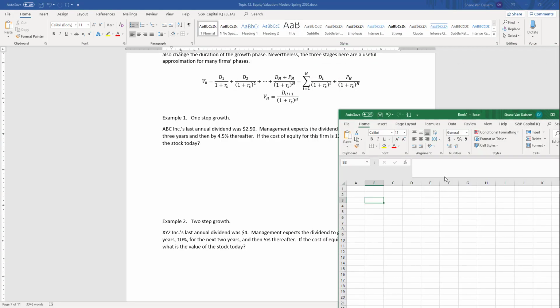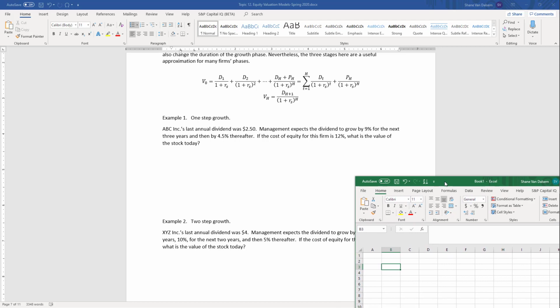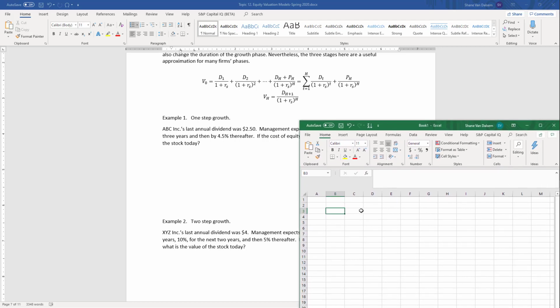So we expect 3 years of 9% growth. So I'm going to put year, growth rate, cash flow. Okay.